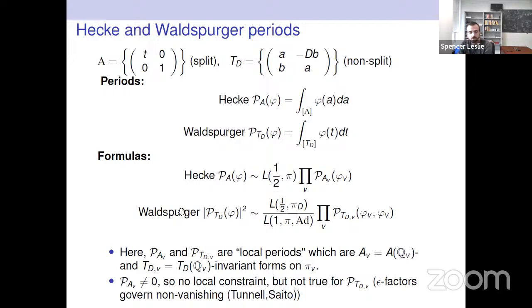Whereas in Waldspurger's case, something more subtle happens. These local factors are not always non-zero, and there are some interesting arithmetic invariants that need to be brought into the picture. Namely, there are some epsilon factors which govern when these things are non-vanishing, and that goes back to work of Tunnell and Saito. But one thing that I just wanted to illustrate here is that when framed in the adelic language, these two formulas, which are very different in the classical setting, take on a very similar picture.